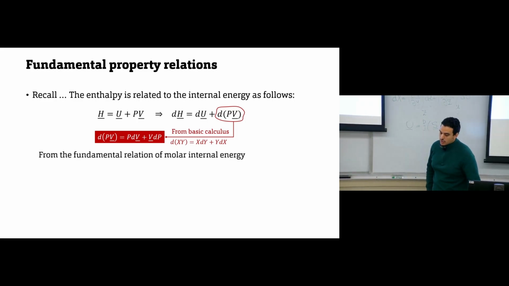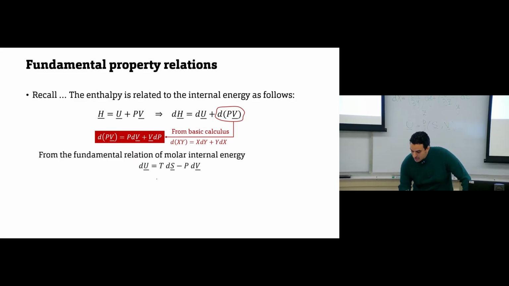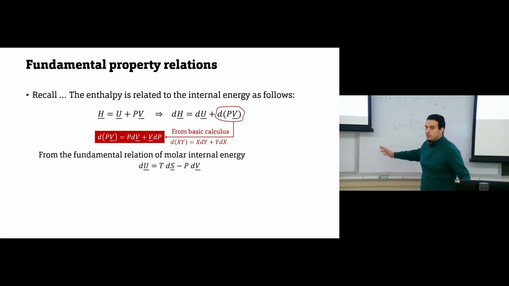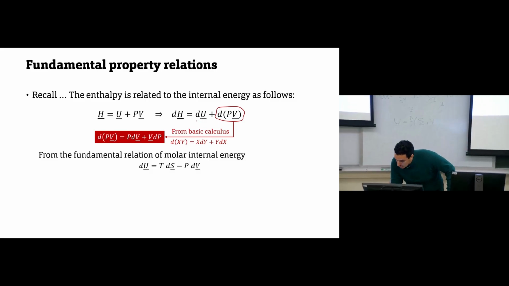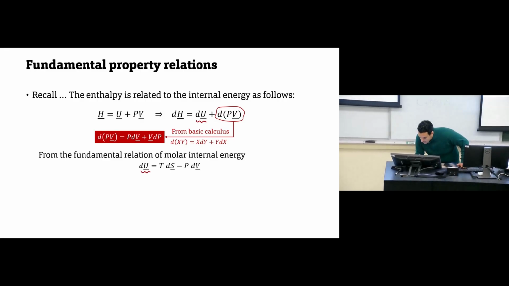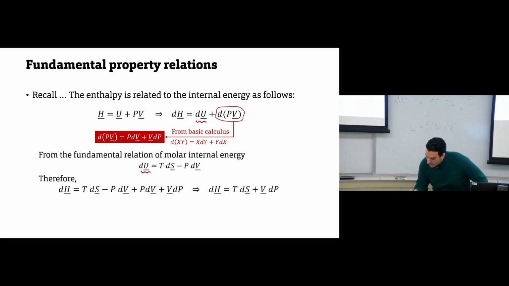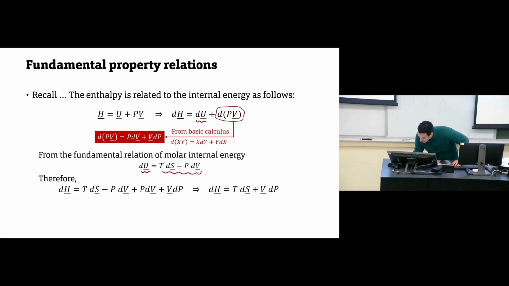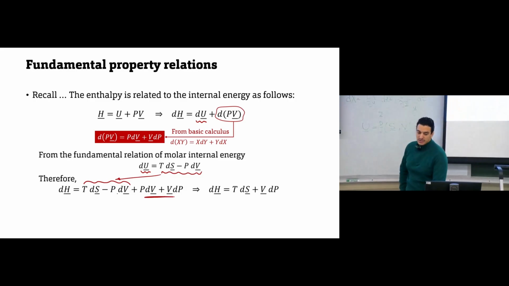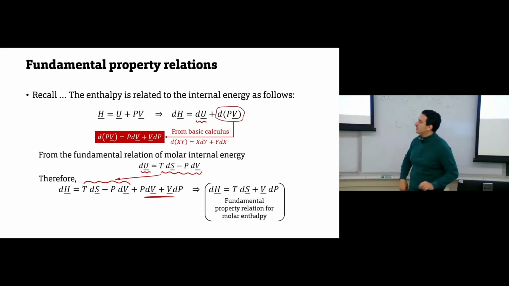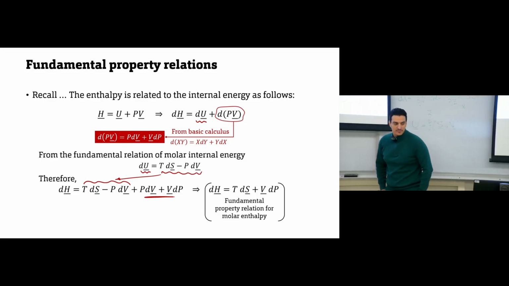So we have this equation here, and from the first fundamental property relation, dU is TdS minus PdV. Put all of this together: remove dU and put this equation instead of it. Remove this term and put this one, then we have dH is TdS minus PdV plus PdV plus VdP, which gives dH is TdS plus VdP. And this is the fundamental property relation for molar enthalpy.